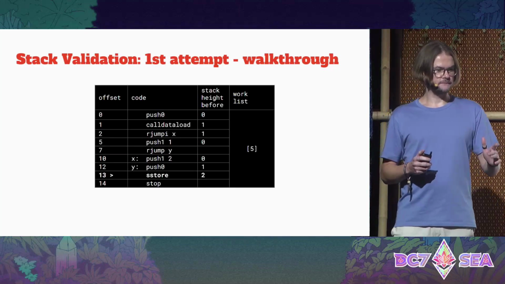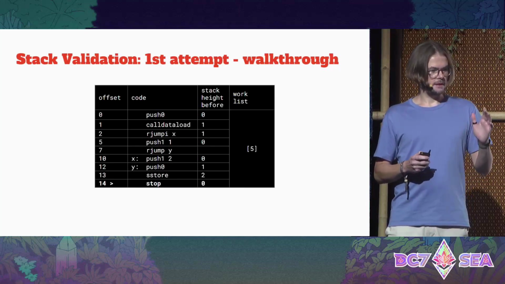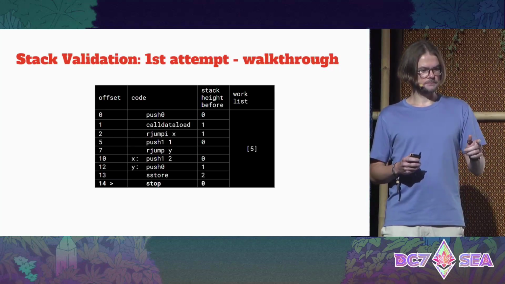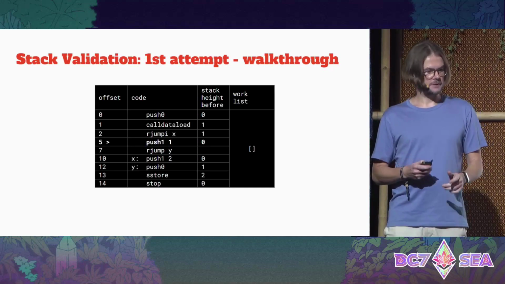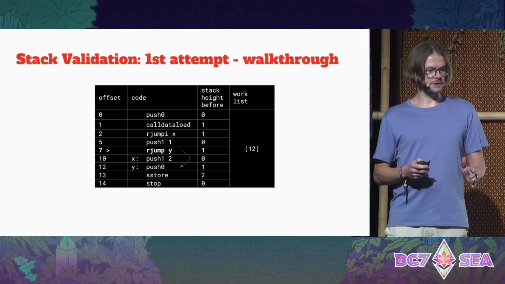2 is exactly enough for SSTORE, so no underflow happens. We are good here, and we continue. This STOP concludes validation of this branch, and we have still one branch left to examine at offset 5. We go there, there's another push, and then another jump into the target that we have already visited before.